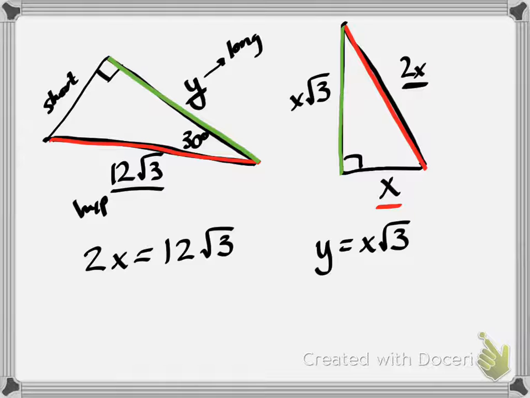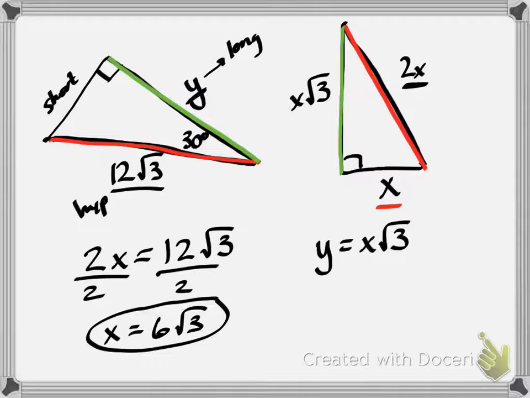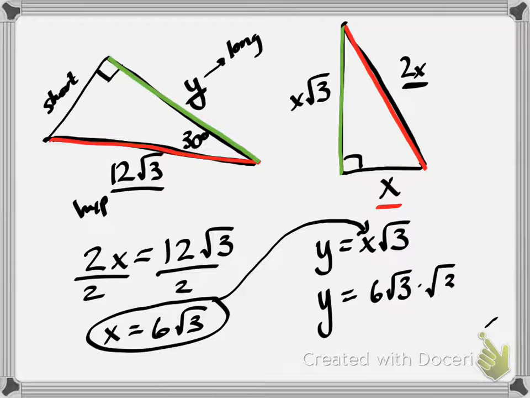Okay. But over here, we don't know what x is because we know what 2x is. So we're just going to divide both sides by 2, and we'll get x equals 6 times the square root of 3. Now we have what x is. We can now substitute that into here to find out what y is. So y is equal to x, which is 6 square root 3, times the square root of 3.